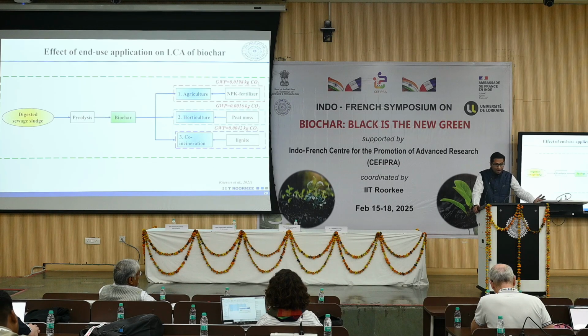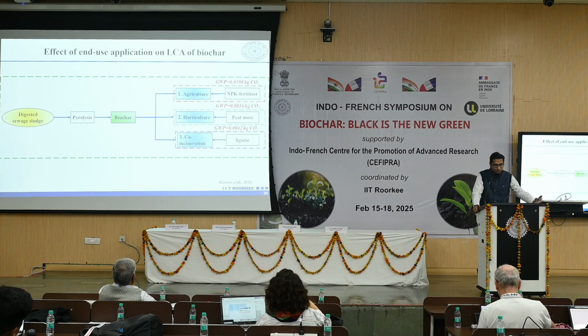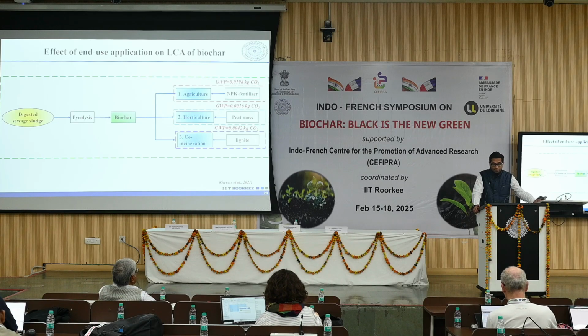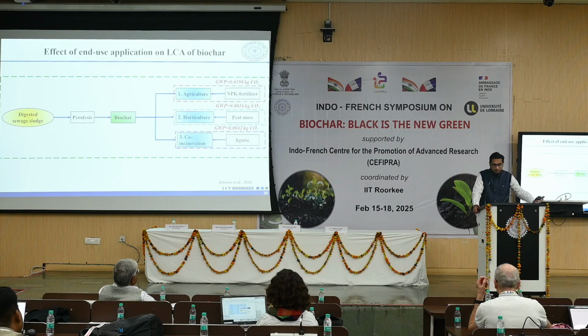Then application. Suppose I am using sewage sludge again, pyrolyzing it, producing biochar and using it for different applications, maybe agriculture, horticulture and co-incineration, where I am just burning the biochar for some kind of energy application. Just based upon the end use of biochar, the total footprint would be a bit different. If I am using it for the agriculture pathway, what I am doing is basically more effectively utilizing the fertilizers that would have been put. So the reduction comes in the avoidance of fertilizers.